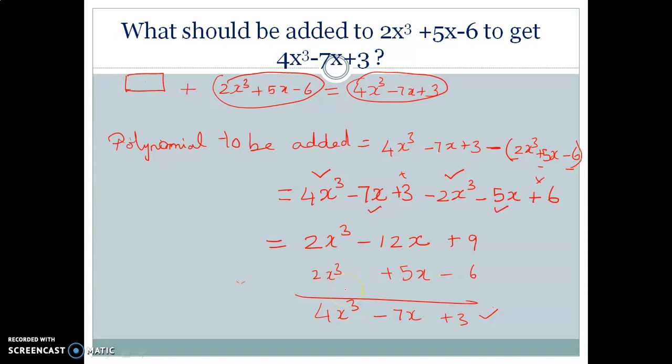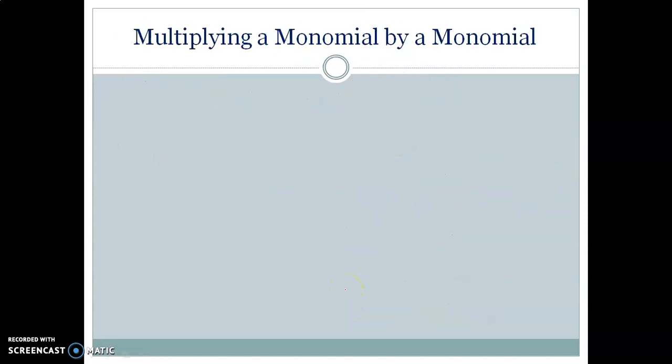Now the next is, we are going to see multiplication of expression. To begin with, let us multiply a monomial with monomial. So what is a monomial? If it has only one term. So let me start with the first example. 5x into 4x squared. Is 4x squared a monomial? Yes, of course it's a monomial.